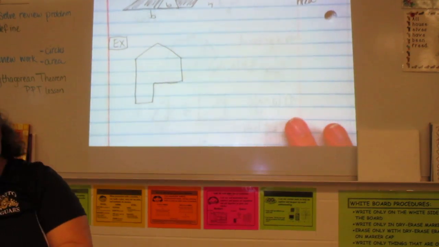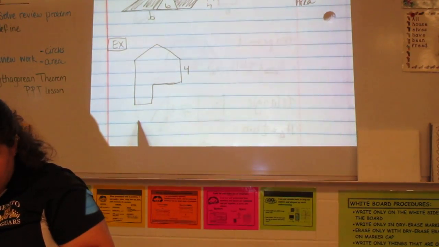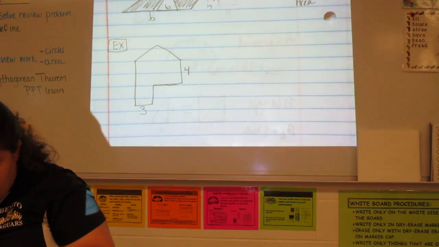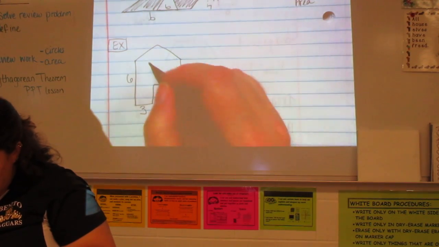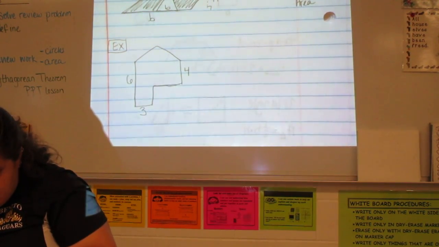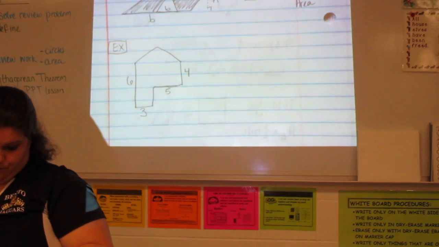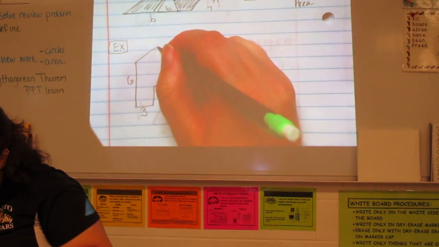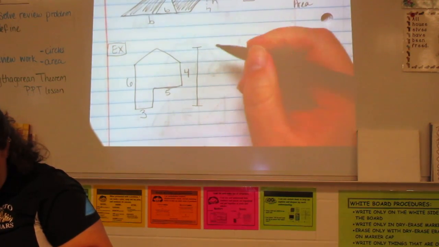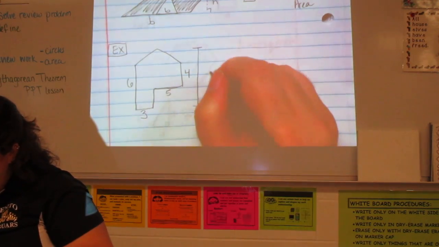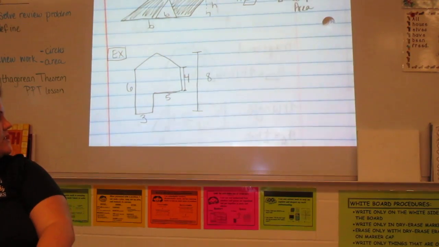Okay, that's my figure. And I know that this is 4, this is 3, this is 6, and this is 5. I also know that the entire length or height is 8. So this 4 just goes from here to here, but the 8 is all the way from the top to the bottom.